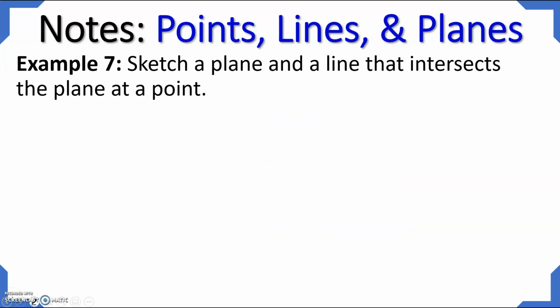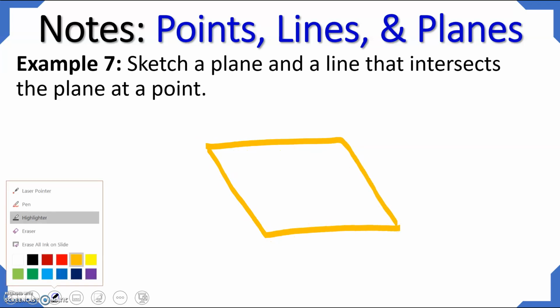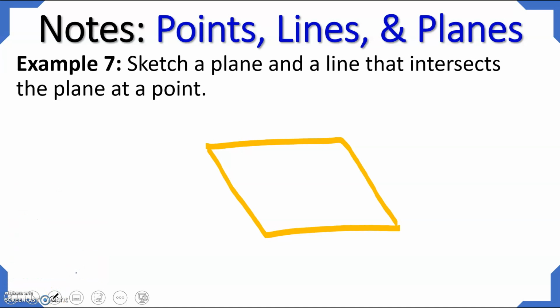Example 7. Sketch a plane and a line that intersects the plane at a point. So once again, let's sketch our plane. And then this time, let's draw a line, but the line is going to intersect the plane at a single point. And I'm going to use the dots here to show that it is intersecting. And it's going to intersect at, let's say, point P.